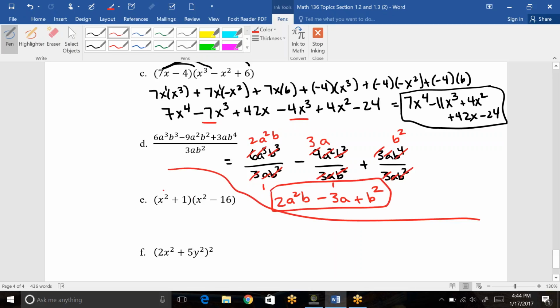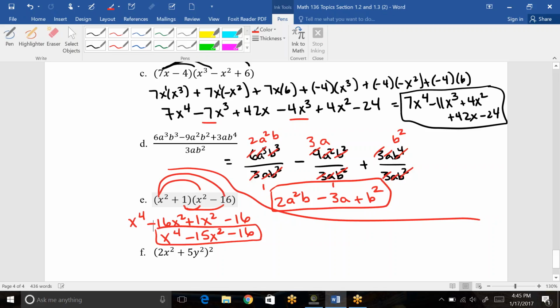This one is just a FOIL property. So x squared times x squared is x to the fourth. X squared times negative 16 is negative 16x squared. 1 times x squared is 1x squared. 1 times negative 16 is negative 16. So this is x to the fourth minus 15x squared, because we add the negative 16 and the 1. Remember, opposite signs, you really subtract and take the sign of the one that's farther from 0. And then minus 16.